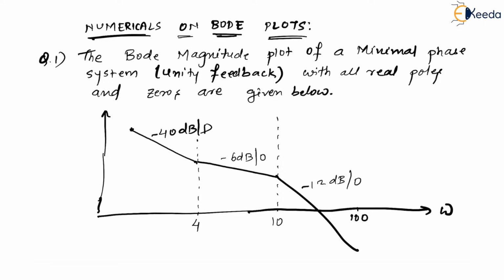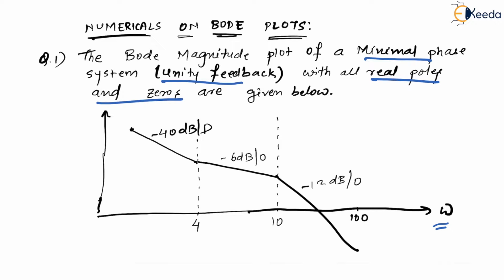If you see now, the Bode magnitude plot of a minimal phase unity feedback system has been given, and they have said that it has all real poles and zeros, means all the poles and zeros are real, right? Now see dear, this is the plot, omega, and this is gain, definitely.